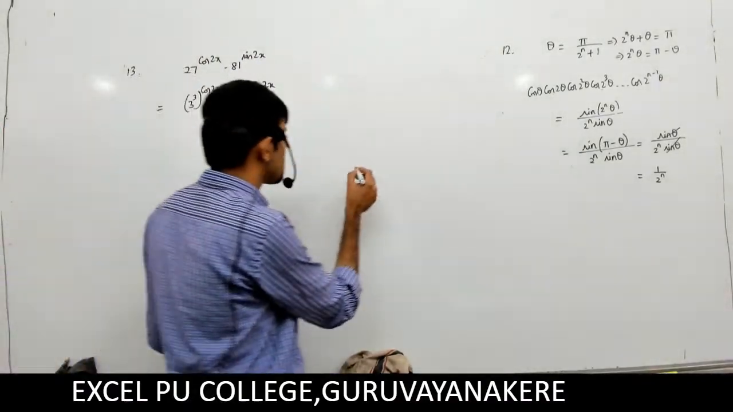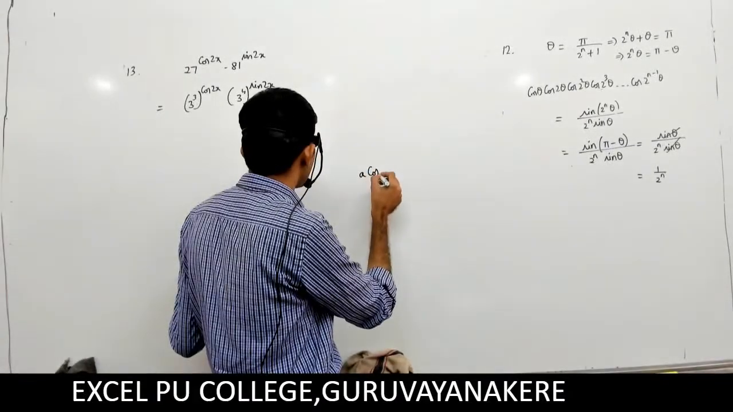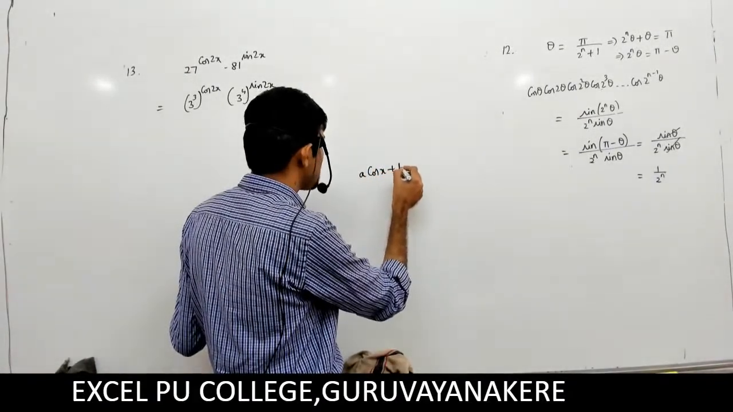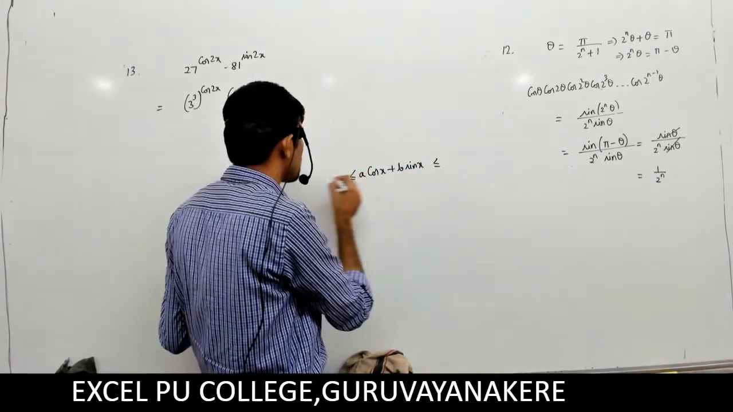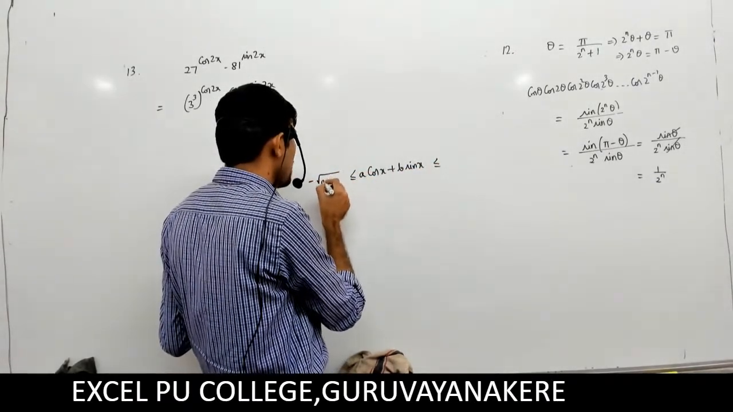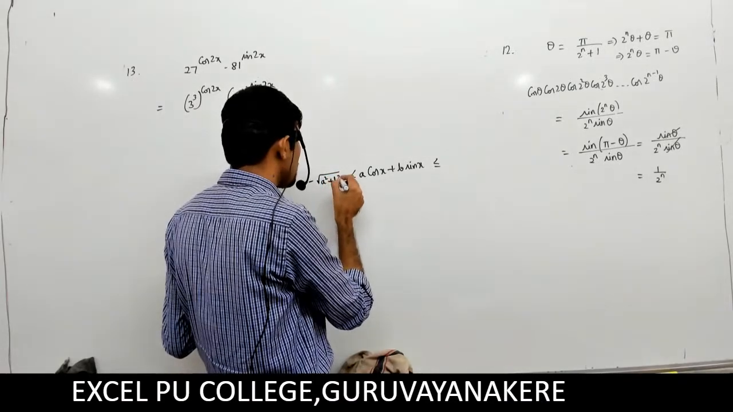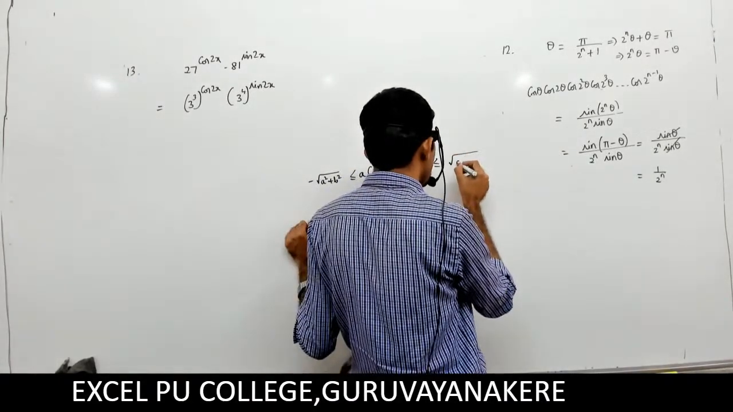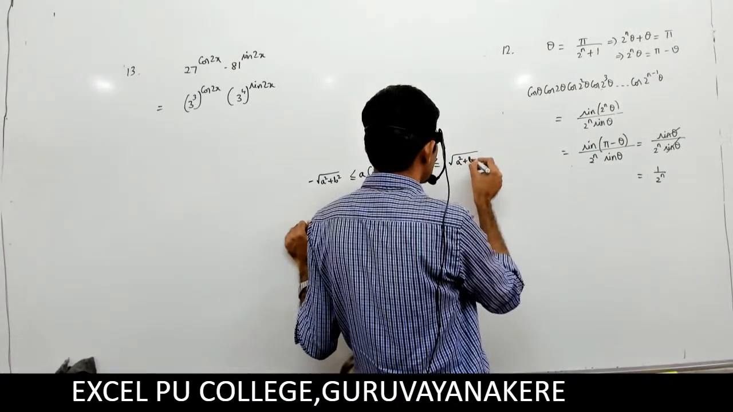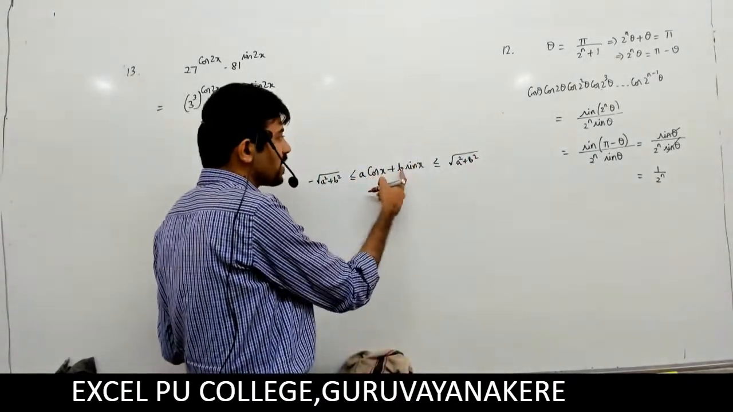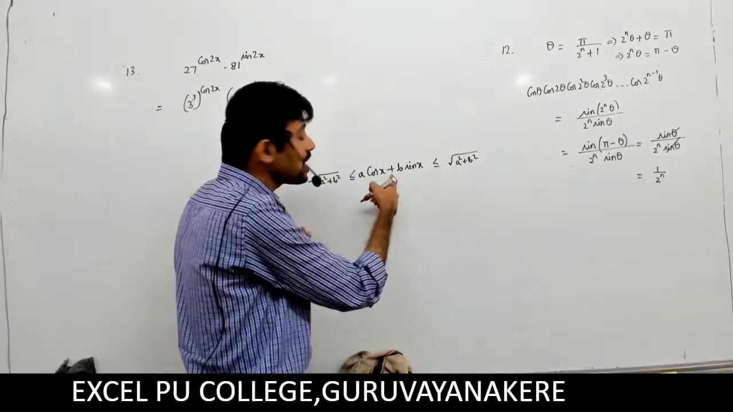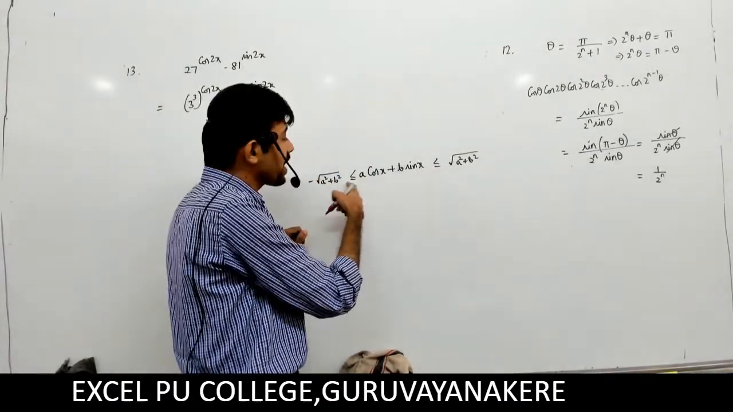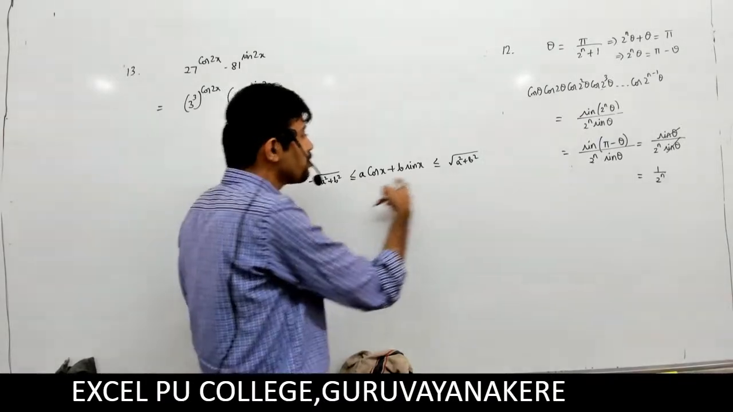You must know that a cos x plus b sin x lies between what and what? Minus root of a square plus b square and root of a square plus b square. So you must know this. For a cos x plus b sin x, the maximum value is root of a square plus b square and the minimum value is minus root of a square plus b square. It's an important result.